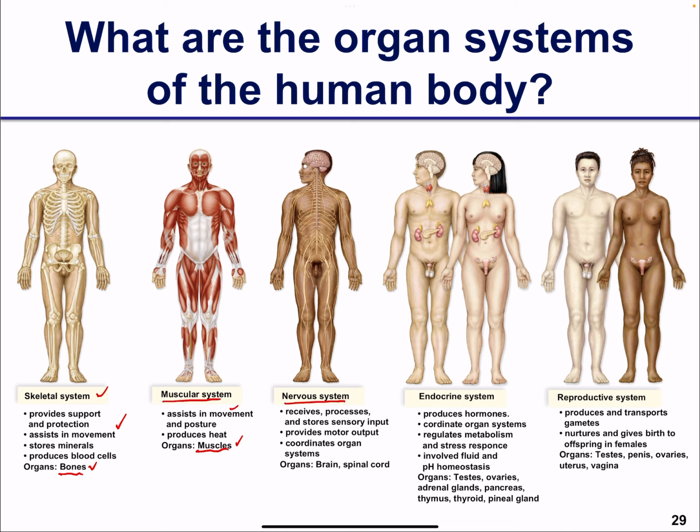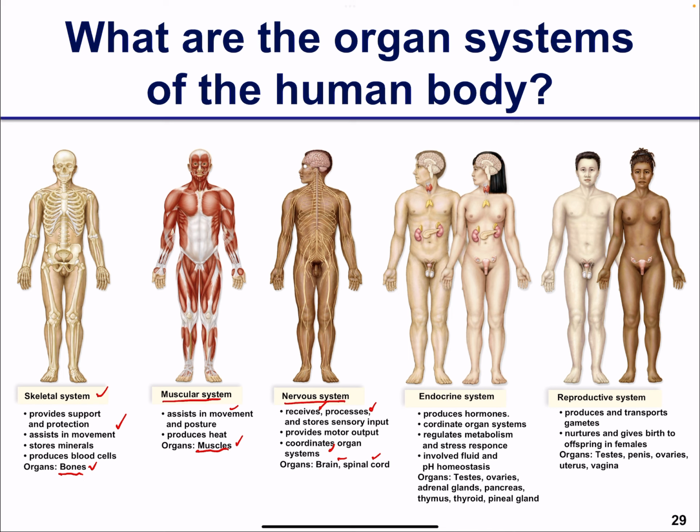The nervous system, the job is going to be to receive information, process that information, and store the sensory inputs and make a decision for all this input, right? They're going to play a role in coordinating how different organs in the body are functioning, right? So we're going to have the brain and the spinal cord.